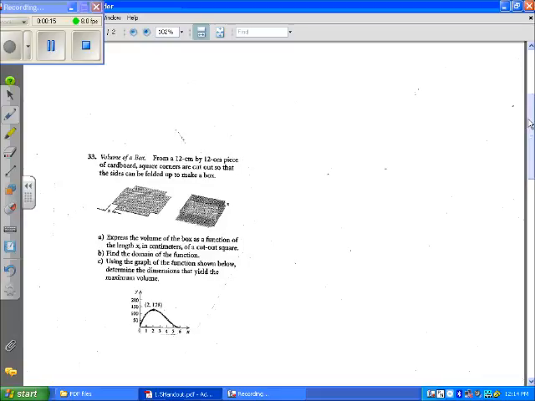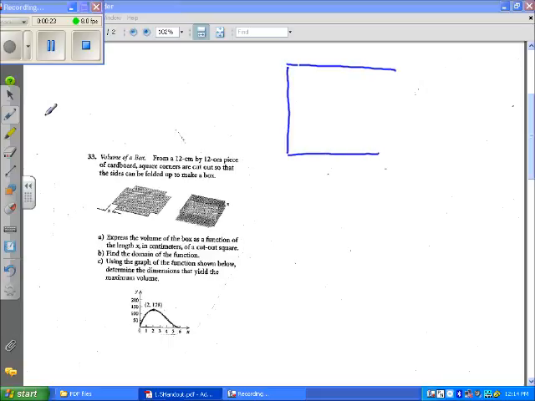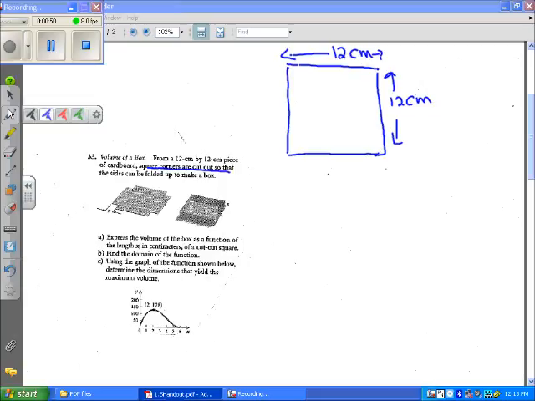So let's start by drawing a picture of that. Okay, so it's a square, 12 by 12. Let me erase off that little part there. Okay, and I'm going to go ahead and label this as 12 by 12, 12 centimeters by 12 centimeters. Okay, and it tells us that square corners are to be cut out so that we can fold up the box. Okay, so let's draw a picture of that.